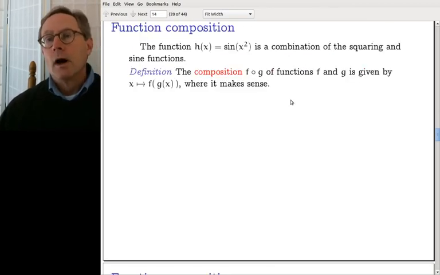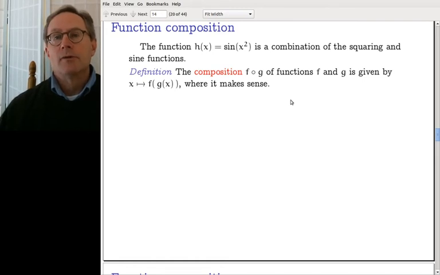Okay, so codomain might be less familiar to a person, but maybe we're back now on more familiar grounds. If I look at a function like h of x equals sine of x squared, that's a combination of the squaring function and the sine function. It says do the squaring function first and then do the sine function. Okay, so the combination of two functions is called a composition.